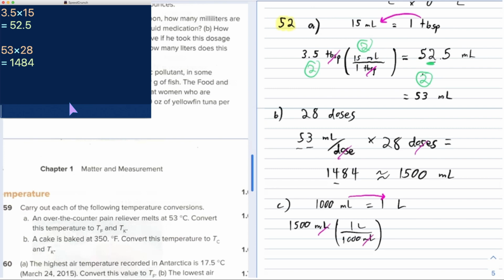Milliliter units cancel. And you got 1.5. I can do that in my head. Divide by 1,000. You move that decimal point over 3 places. So 1.5 liters. Okay. And that looks like, that's a lot of medicine.